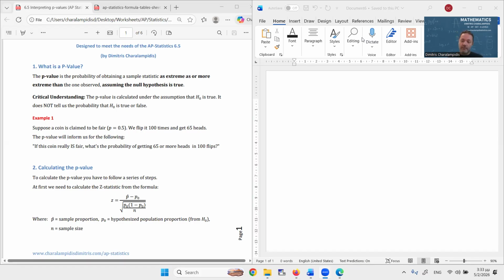So far, in the first video of this topic, we saw that a p-value is the probability of obtaining a sample proportion. In general, it's about a sample statistic, but now we're talking about sample proportions, about hypothesis tests for proportions. So, a p-value is the probability of obtaining a sample proportion as extreme or even more extreme than the one we have already got, assuming that the null hypothesis is true.